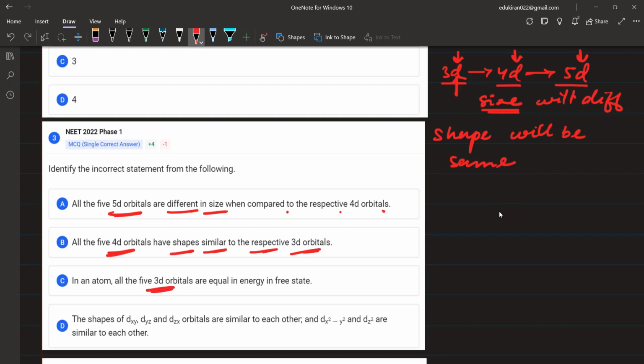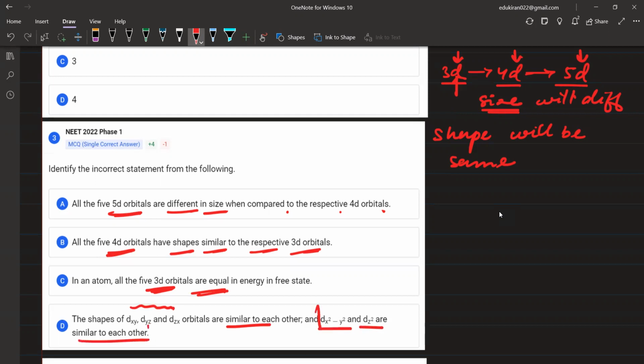In an atom, all 5 3d orbitals are equal in energy in the free state. That is also true, because the d orbitals in the d subshells will be having what? Same energy. उसी को क्या बोलते हैं? Degeneracy बोलते हैं. They will have same energy. So बचा last option यही सही होना चाहिए. The shapes of dxy, dyz and dxz orbitals are similar to each other. That is true. And dx square and dz square are similar to each other.